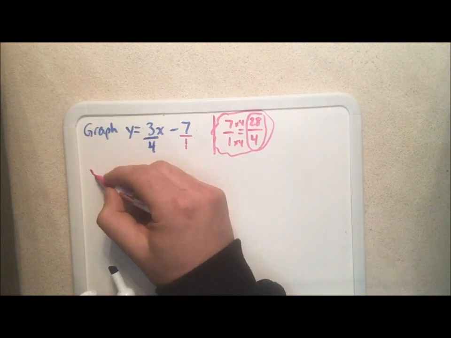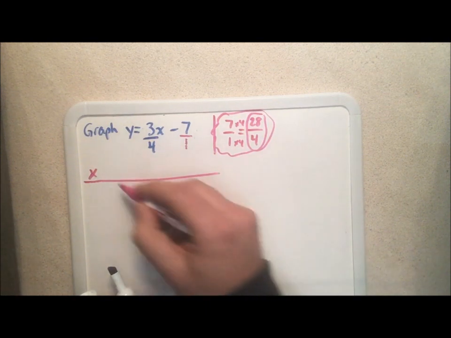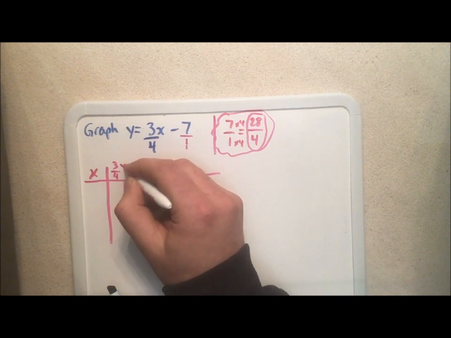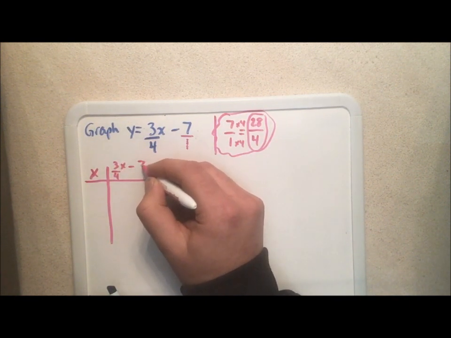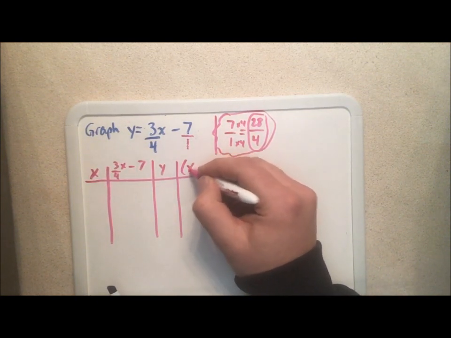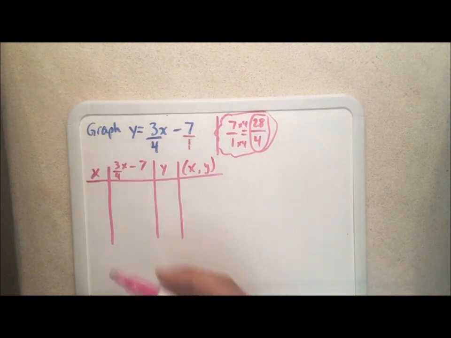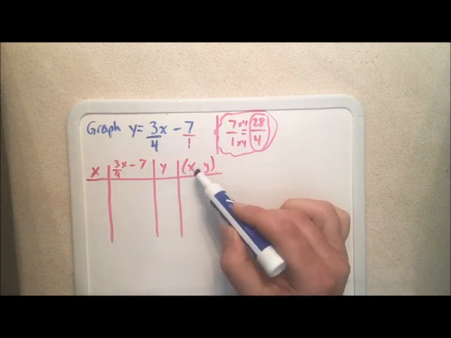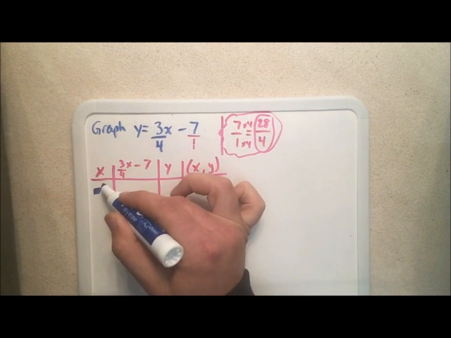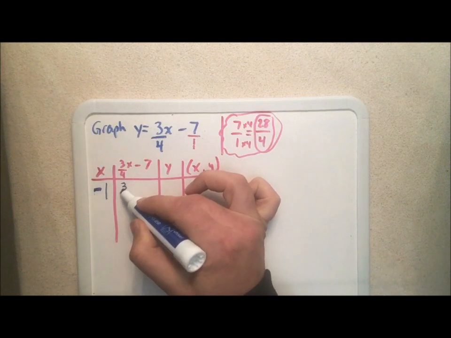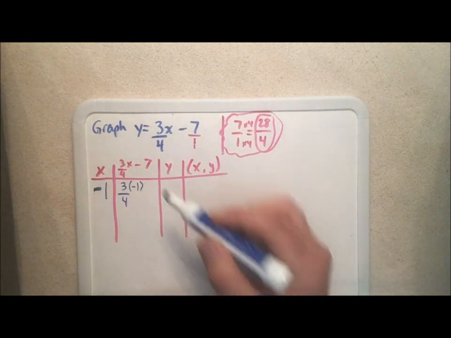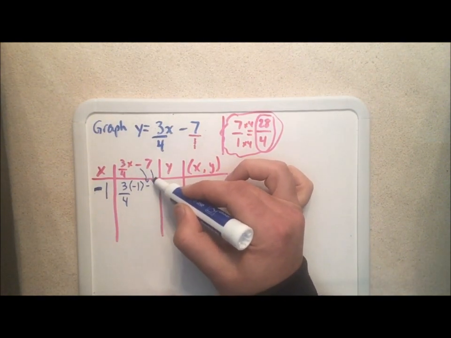So first things first, let's create our table of values. So there's x. Now here's my equation, y equals 3 over 4x minus 7. And here's y. And here is x comma y. Again, the machine stays the same, all the time. And then here's our equation. So I'm going to pick some easy numbers for x. Let's try minus 1. So 3 over 4 times negative 1 in place of x.